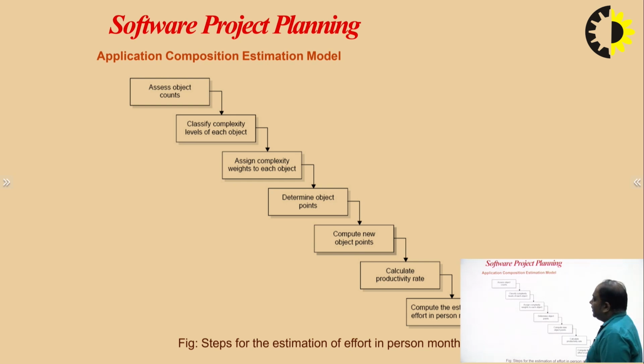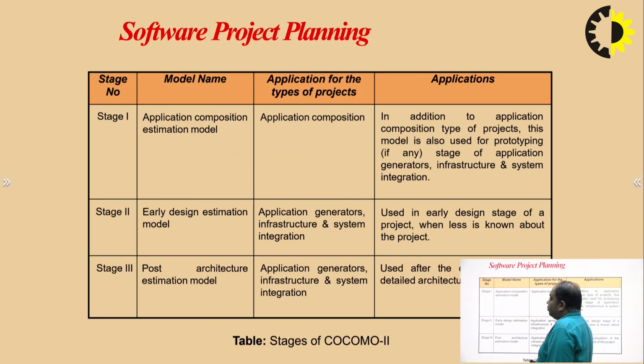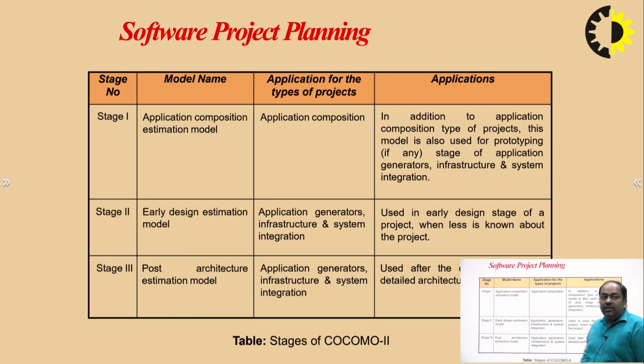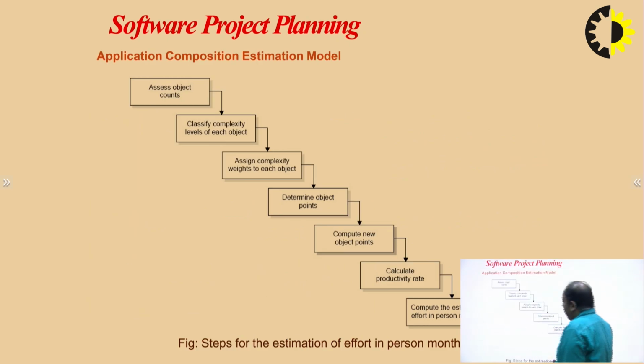For this, we need to specify more on the complexity level of each project, because on the basis of this complexity we assign the weights for each object, and after assigning those weights we determine the object points and compute them. After computing this, we find the productivity rate and compute the estimated effort. So in COCOMO 2, the project is not divided into 3 types of mode, but it is divided into stages based on the application up to the total completion of the architecture.